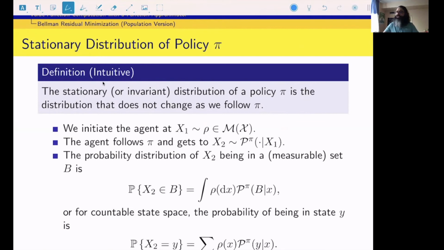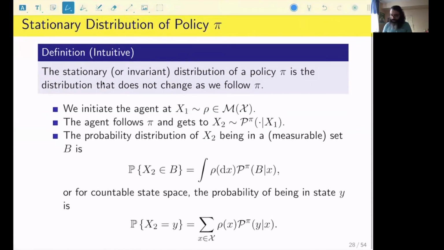And I guess you shouldn't confuse this stationary distribution with the stationary policy that we had before. They are in some sense related, in the sense that things do not change, but that was a different concept. Okay, so let's talk a little bit about the properties of it.